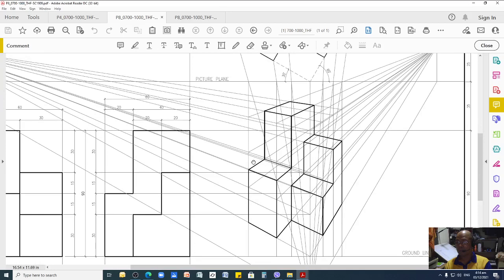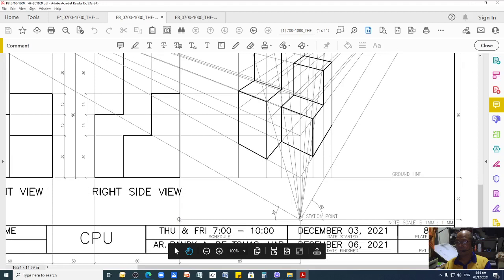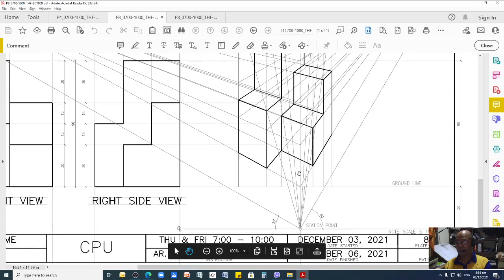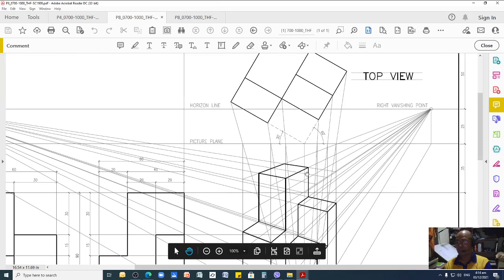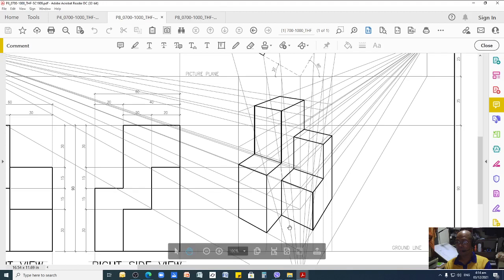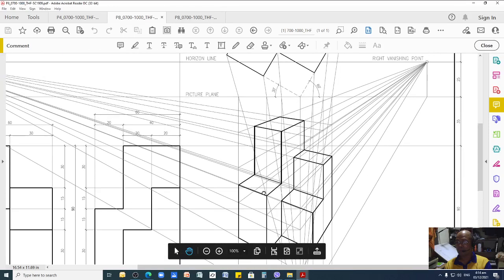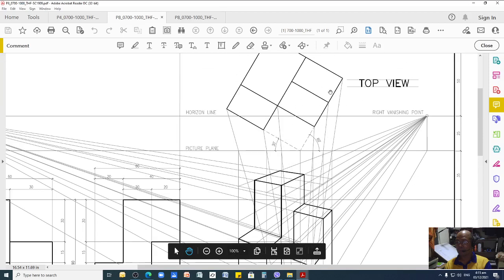So the viewpoint from which you view your object, you have to consider this distance. The outcome of your object depends on the distance of your station point or your viewpoint. The nearer your station point to your object, the bigger your object is. The farther your station point from your object, the smaller your output. That's the theory of putting your station point. So depending on the location of your station point, if you want to enlarge your object, then put your station point near to your plan or top view.